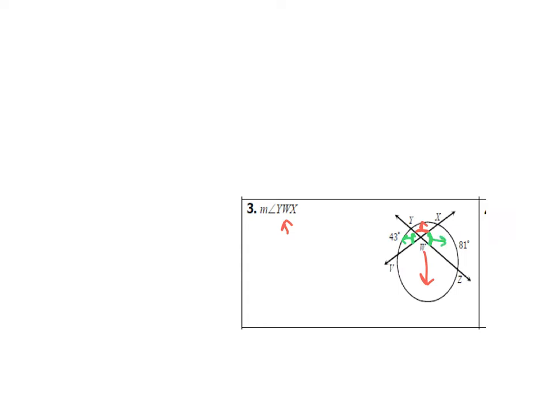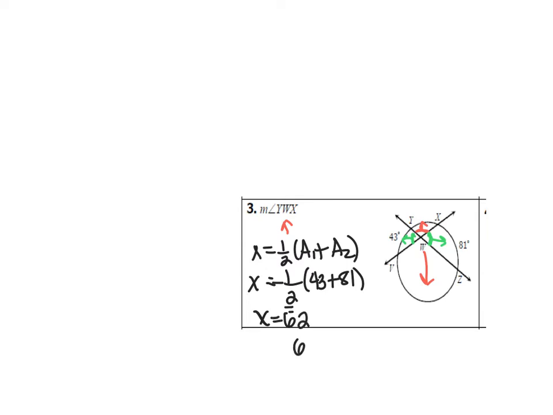So what I'm going to do is I will find that angle first. So the angle, which is x in this case, is equal to half arc 1 plus arc 2. X is equal to 1/2 43 plus 81. So x is equal to 62. So that angle is 62 degrees.